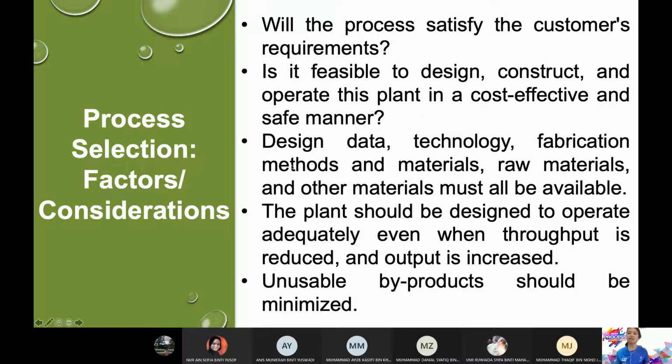Next one, design data, technology, fabrication method, material, raw material, all material must be all available. Sebab tu kata, kamu nampak sini, dia kata design data. Maksudnya kalau you know, if you already have from literature, you know the existing process tu, at least you have a reference, you know, for you to start designing your own one, okay? But if you have no reference of design data, you have to start from scratch, that becomes a big problem. Kamu nak decide macam mana tu become a big problem.